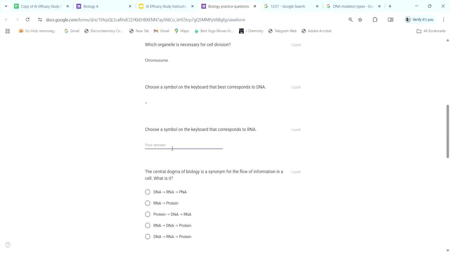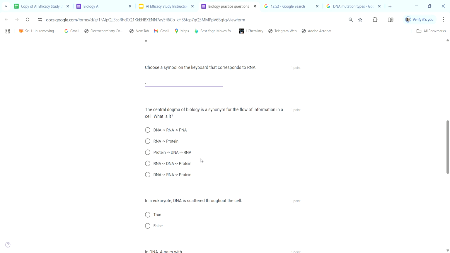The central dogma of biology is a synonym for the flow of information in a cell. What is it? DNA, RNA to RNA, RNA to protein, protein to DNA to RNA, RNA to DNA to protein, or DNA, RNA to protein. The central dogma of biology is DNA to RNA, then protein. This should be the correct answer.